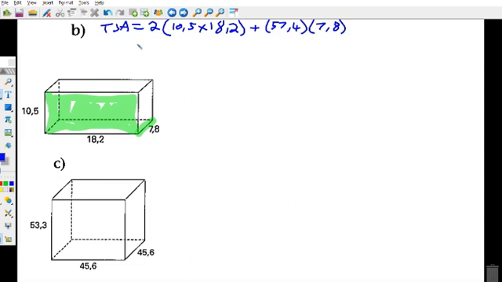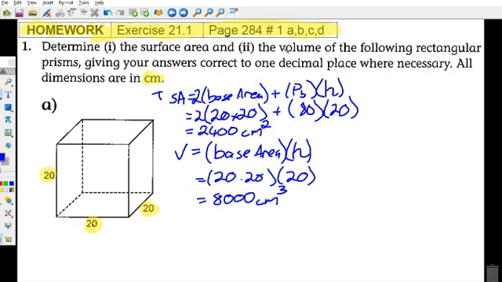Okay. So plug that into your calculator. You're going to get 2 times 10.5 times 18.2 plus 57.4 times 7.8. Okay, and you're going to get an answer of 829.9 centimeters squared. One decimal place. They asked for one decimal place. There we go.